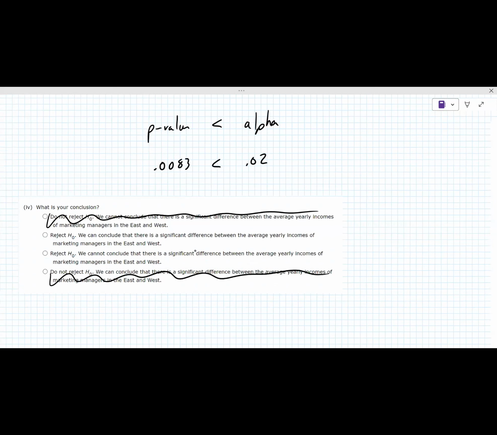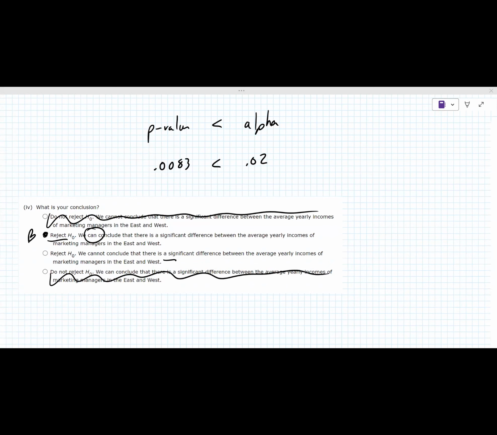So it would be the second one then? Yes, because there is a significant difference, correct? Yes, we can conclude. We can conclude. Yeah. So it's B. I'm not sure if you meant that, but yes, those words go together. Fantastic.